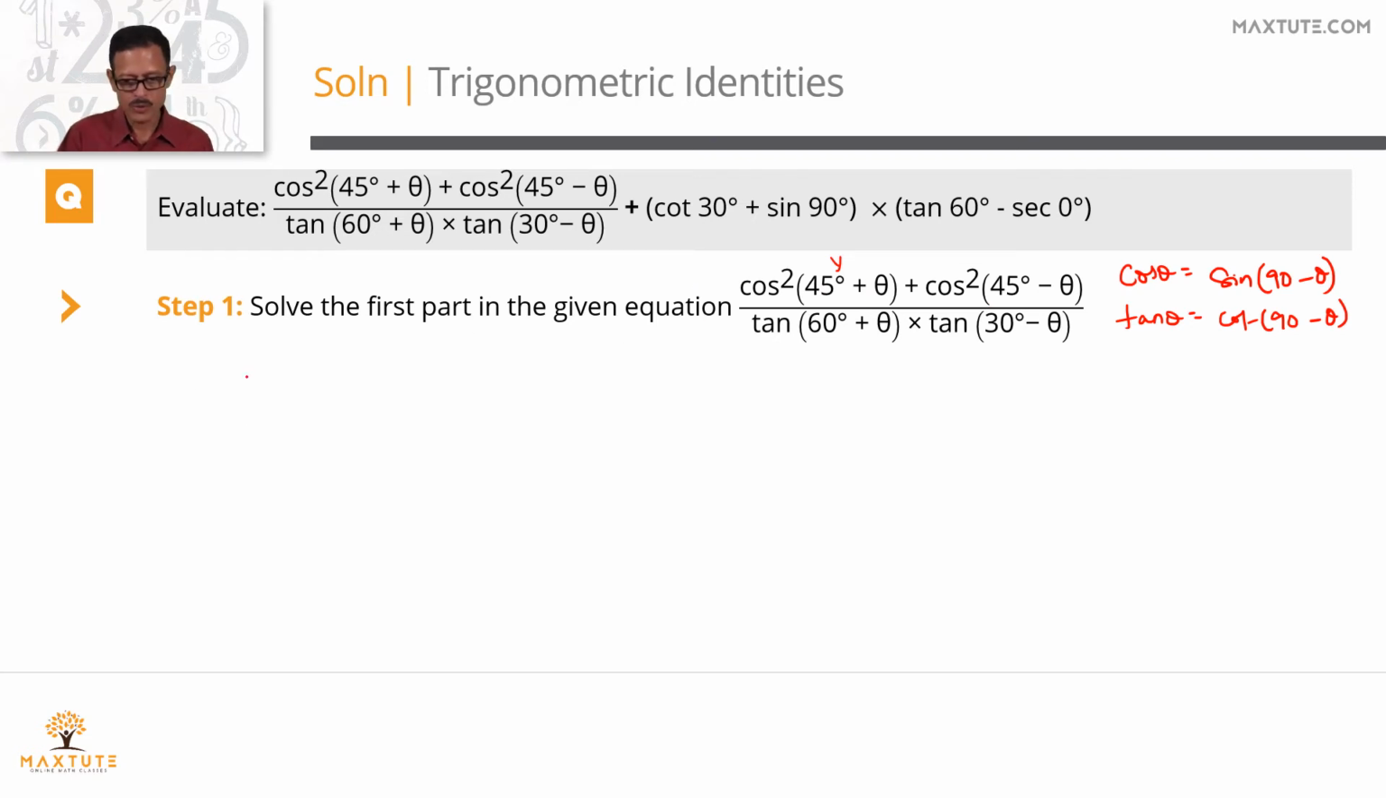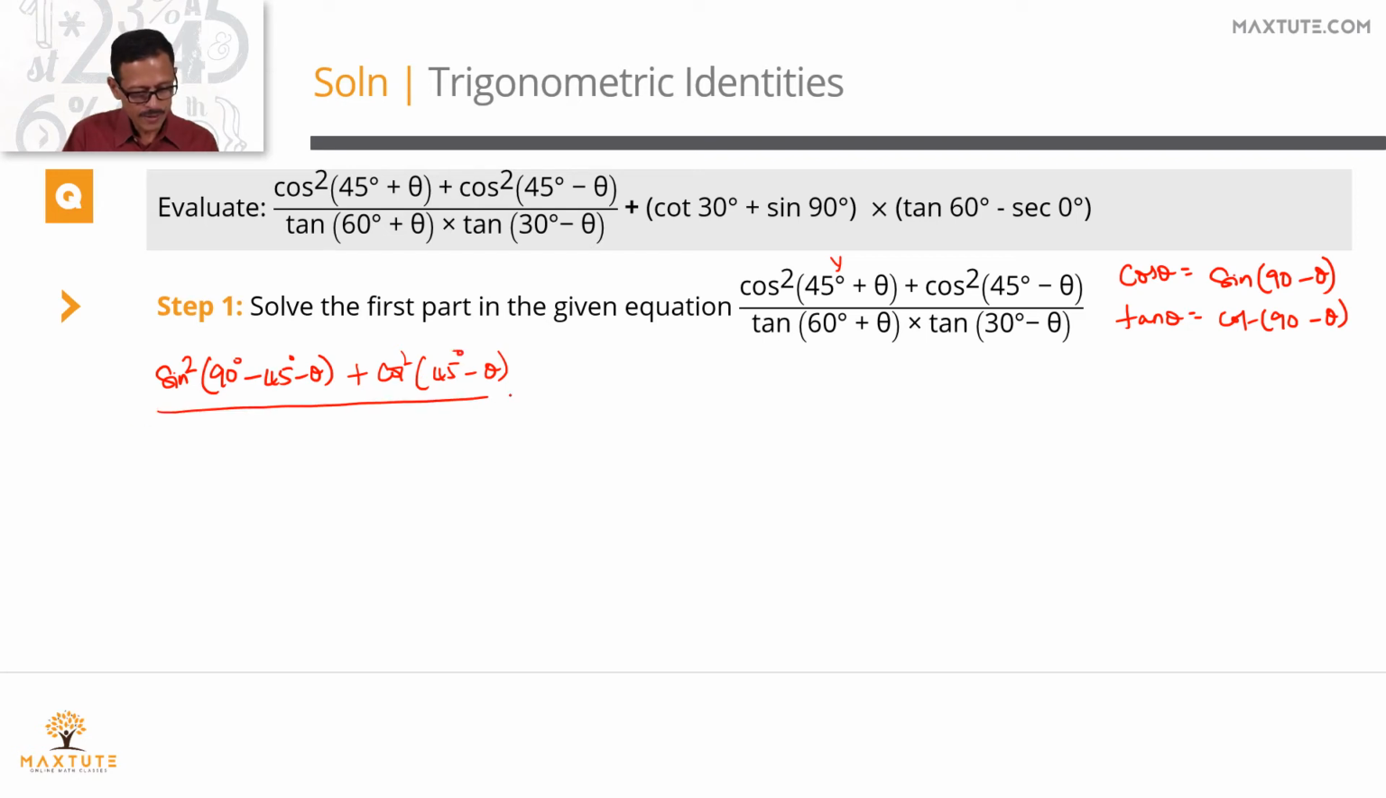So this part, I'm going to write as sine square of 90 minus y, where y is 45 plus theta. So it's going to be 90 minus 45 minus theta. So this cos square 45 plus theta has been written as sine square of 90 minus of 45 plus theta, which is 45 minus theta. Plus cos square, I'll retain it as it is, cos square of 45 minus theta, right? Put degrees for all of these.